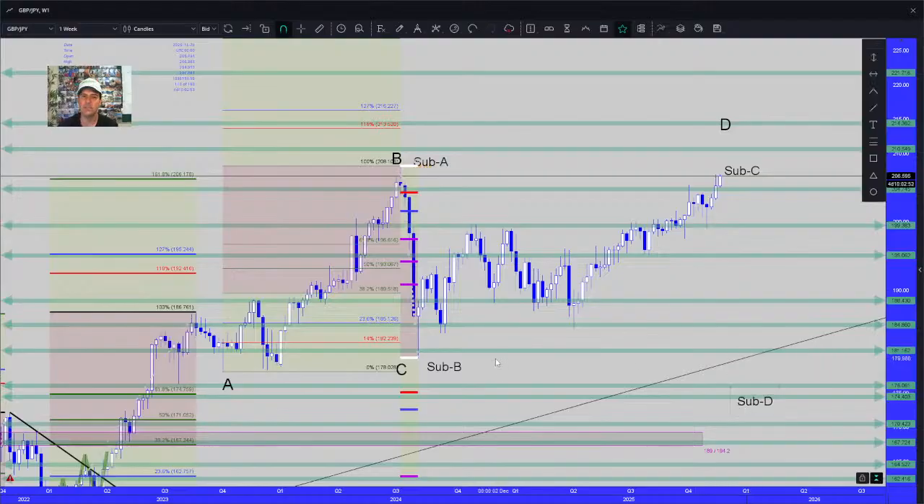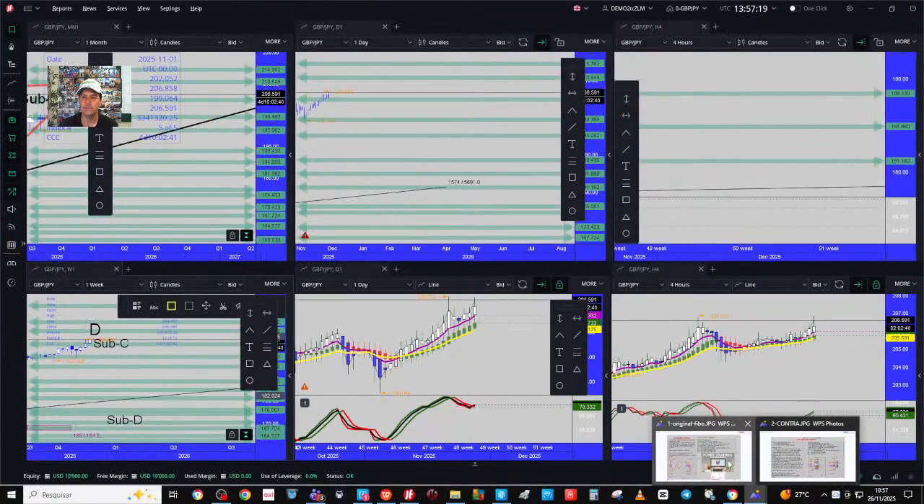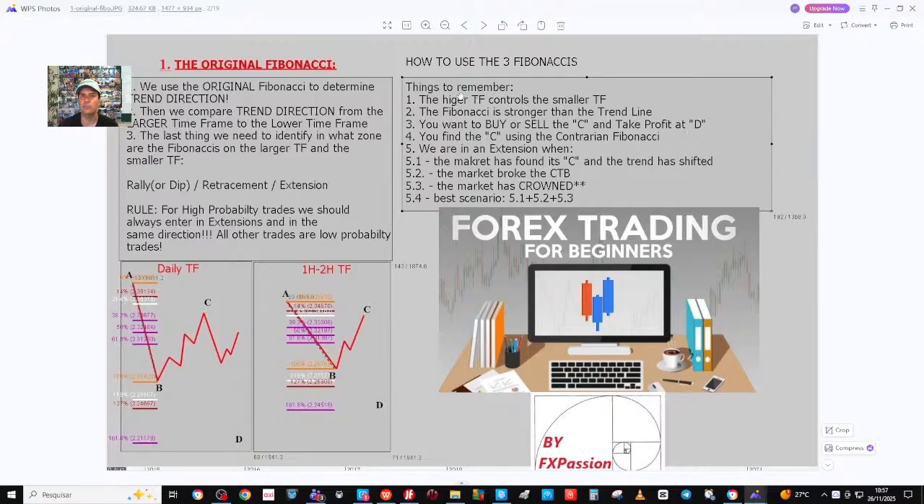Alright. If you would buy the C, everybody, like from the picture, alright? From the picture, what is the picture? Talking about trading. Things to remember: the hard time frame controls the small time frame, the Fibonacci is stronger than the trend line. You want to buy in an uptrend, you want to buy the C and take profit at the D. You find the C using the contrarian Fibonacci. You are in an extension. When the market has found the C, check. When the market breaks the counter trend line break, when the market has crowned.